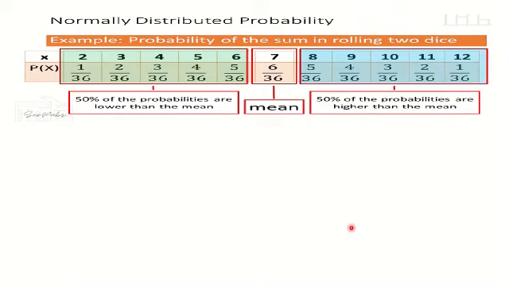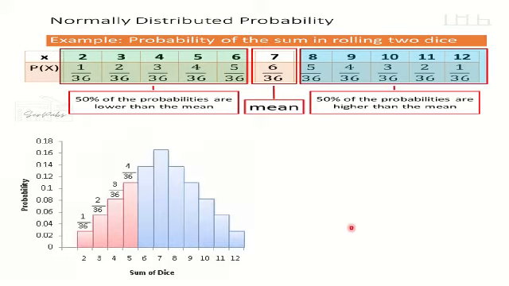At kung i-represent natin yung ating normally distributed probability by means of a graph, ganito ang itsura niya. So we have the probability of the sum of 2, 1 over 36, probability of the sum of 5, 4 over 36. So yung sum of 5 ay kamukha ng sum of 9, kaya magkasintaas yung graph nila. Then yung sum of 3, 2 over 36, kamukha lang siya ng sum of 11, which is 2 over 36 also. So again, kung titingnan natin yung graph, it is a normally distributed data.